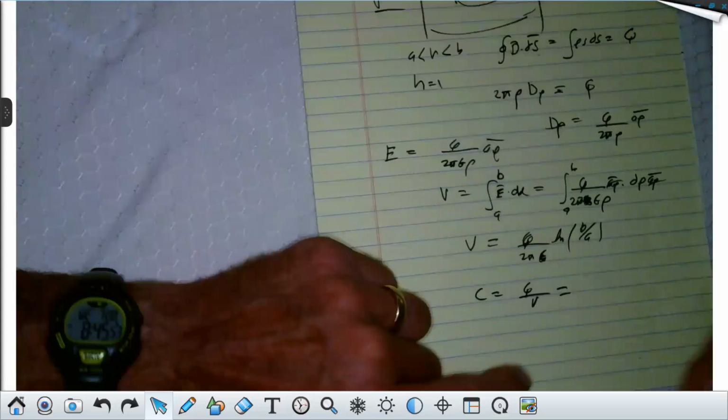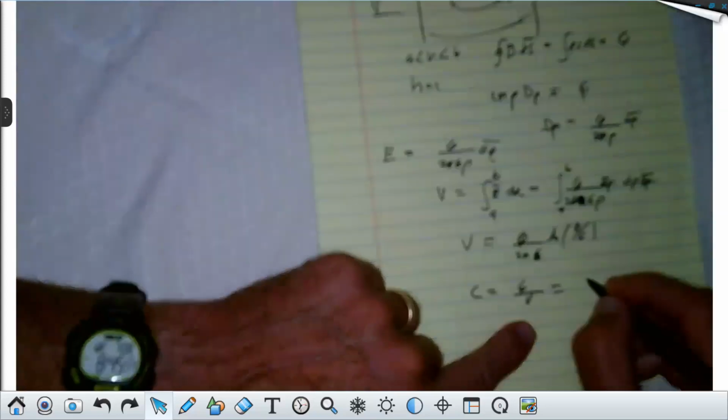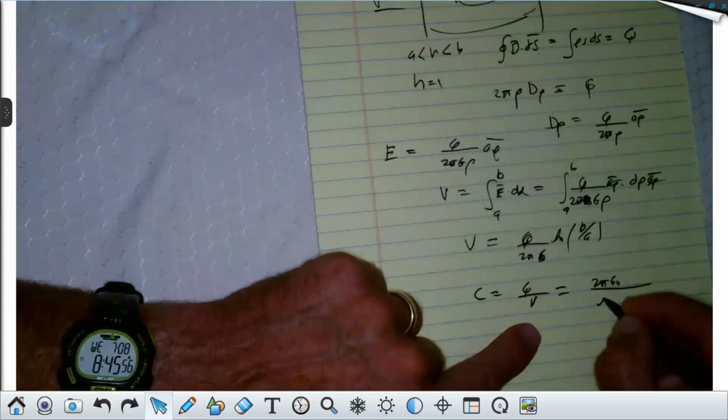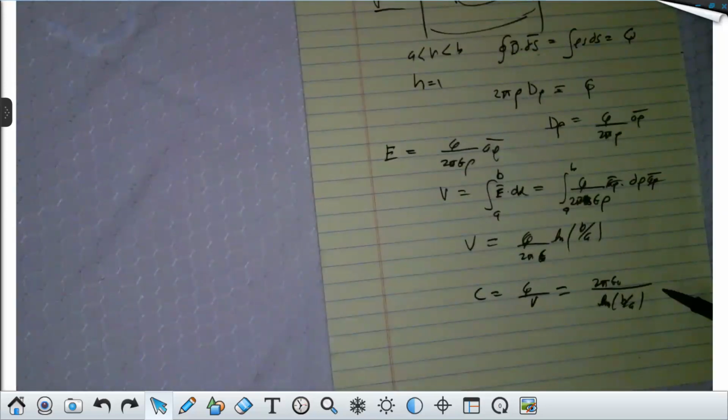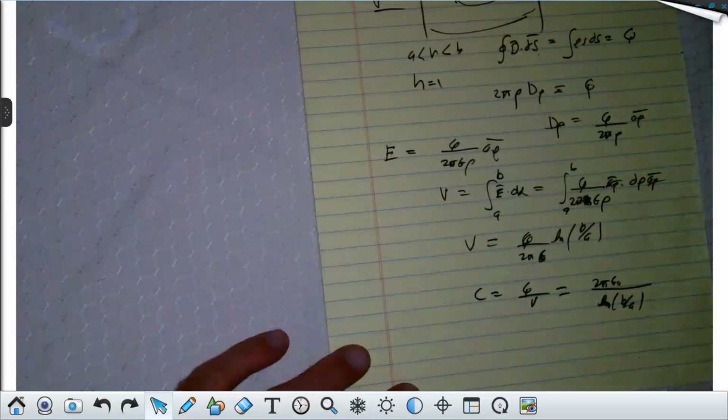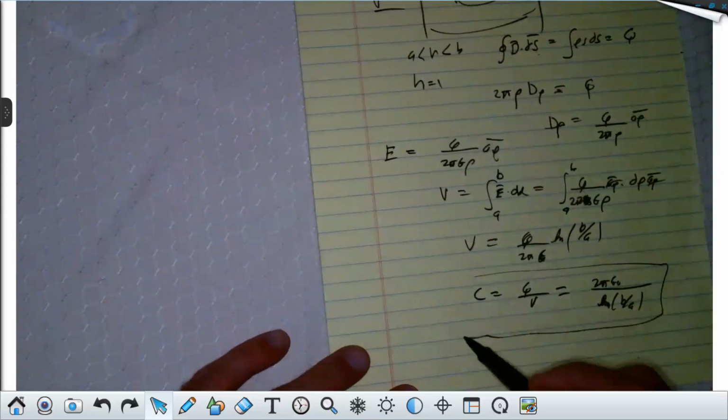So you end up getting what? This is going to be 2 pi epsilon naught over the natural log of B over A. Everybody agree with that? Class, you guys okay with that? Now, you notice it's the same basic form as the last one, only in the last problem we had 4 pi epsilon naught over the natural log. Here we have 2 pi. Agreed, class? But that's correct for a cylindrical system.